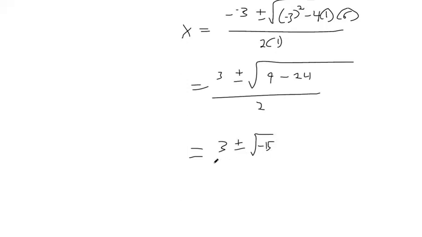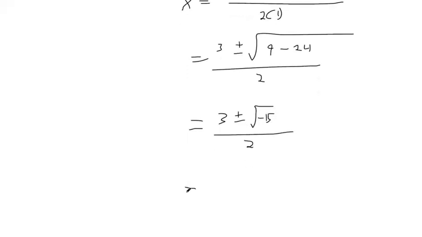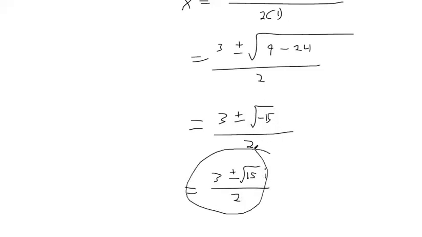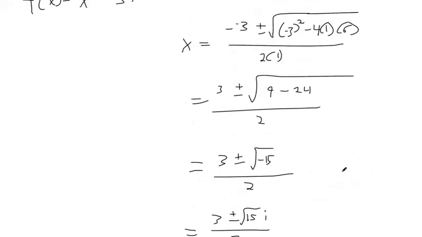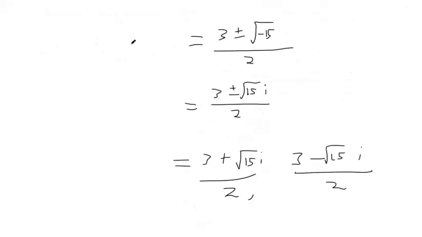So when you have a square root of a negative, you can rewrite it like this. That's the square root of 15 times i. I factored out a square root of -1 here. And the square root of -1 is i. Okay, so there's two solutions. You have one that's 3 plus the square root of 15i over 2, and you have 3 minus the square root of 15i over 2. So this has two imaginary zeros.